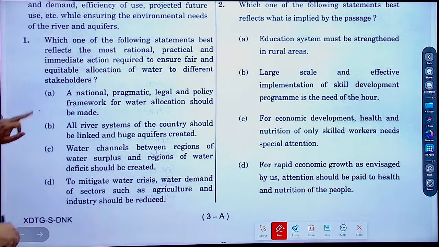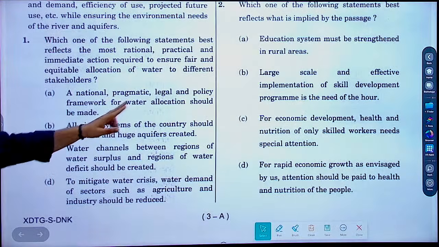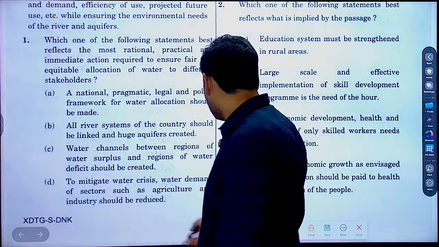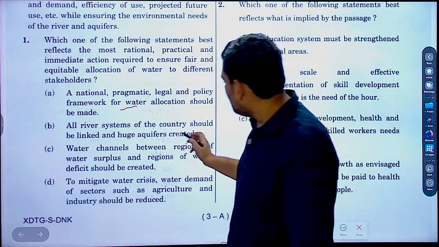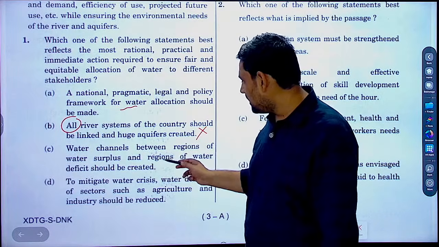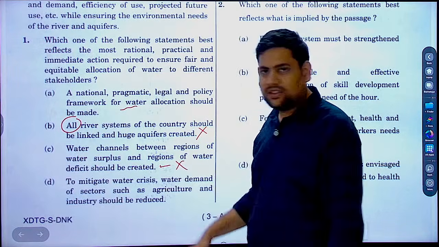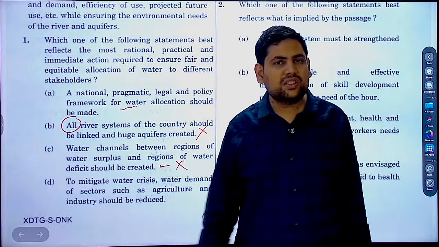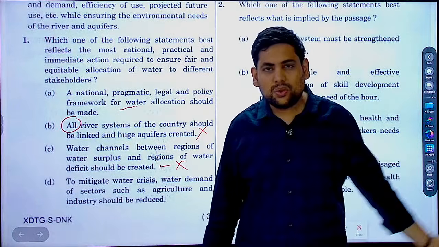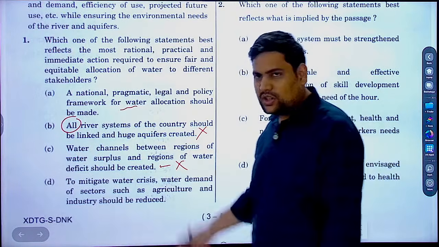So first is this. So a national pragmatic legal and policy framework for water allocation should be made. What do you think? Yes, seems correct. Okay, then all river systems of the country should be linked. All extreme. Water channels between regions of water surplus and regions of water deficit should be created. Now this is a very old thing, but at a policy level we have rejected this because this can cause a lot of ecological imbalance, connecting this river to that river. We don't know what all things it causes. There's something known as river basin, so all those effects are there. But anyway, you keep it there.